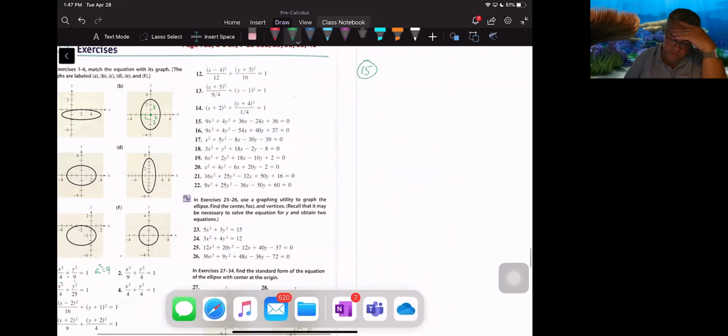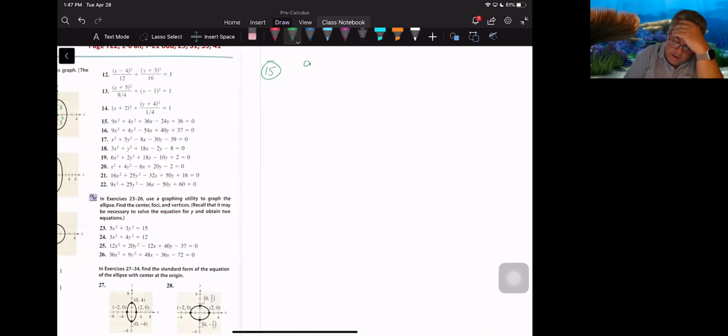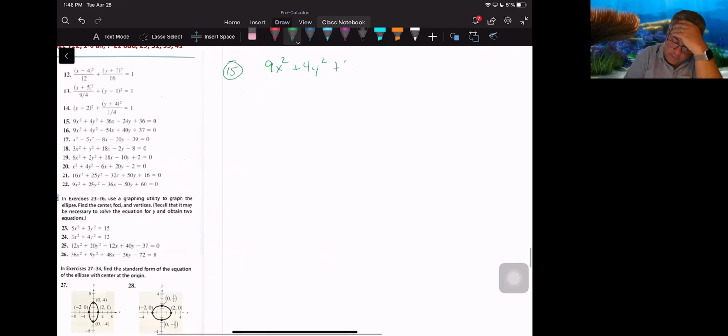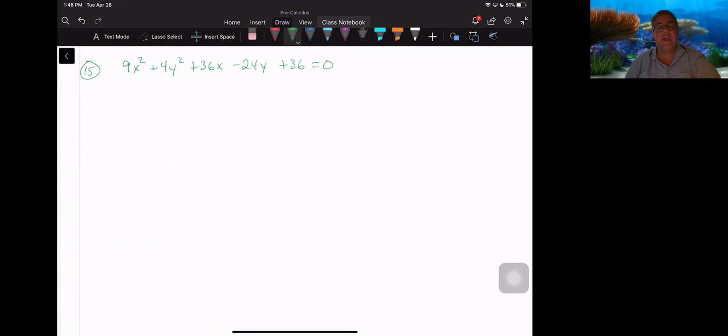We're going to do number 15, and 15 is 9x squared plus 4y squared plus 36x minus 24y plus 36 equals 0. Okay, here we go. So when they have it like this, it's not pretty. It's not in the format that we like. And so here's how we turn it in.